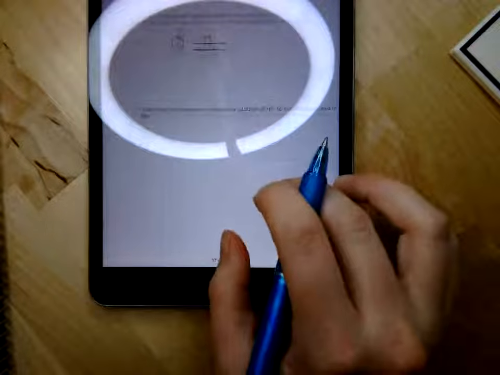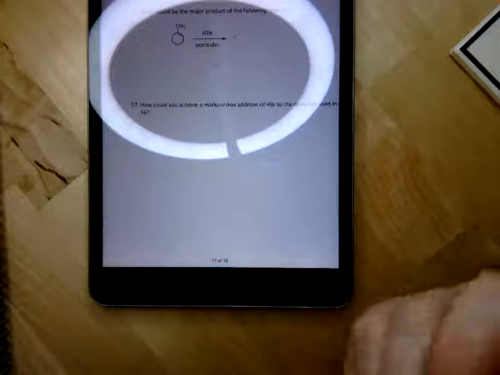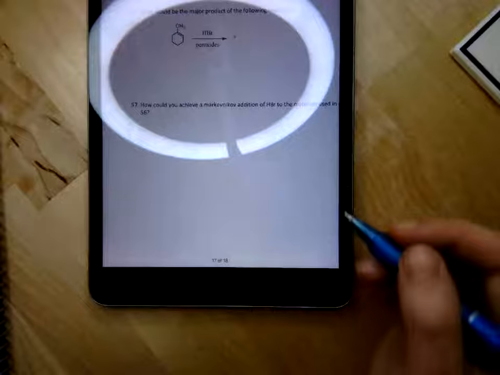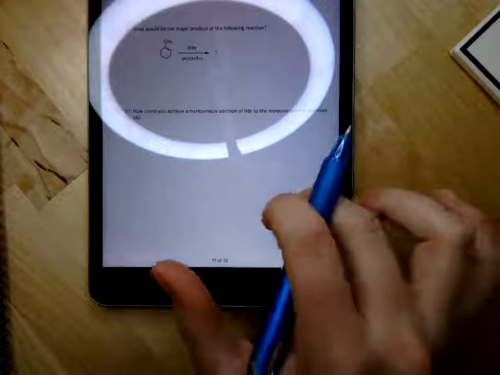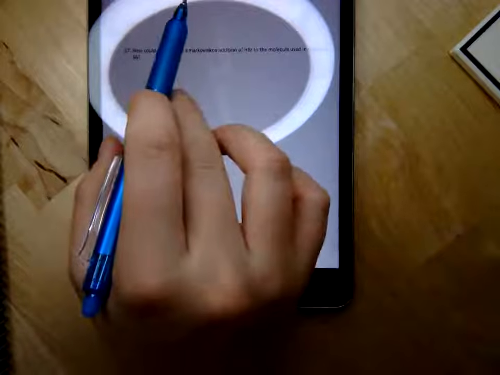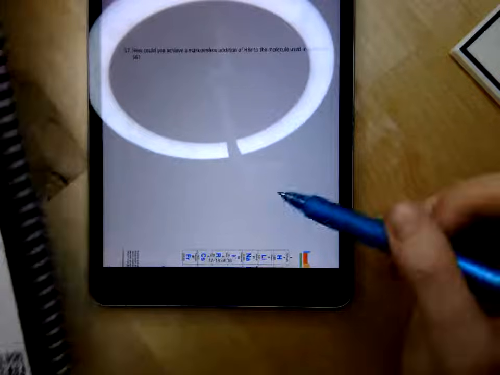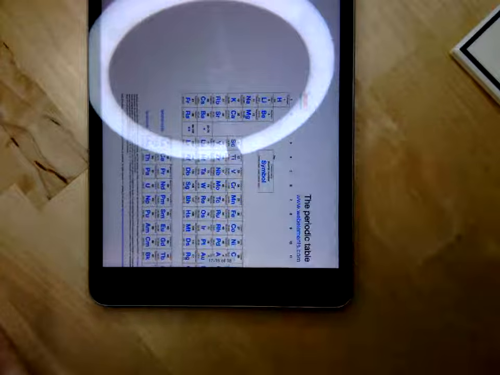And I believe that answers the next question as well. The stereochemistry on this is that it would give you a racemic mixture because it's a radical reaction. And radicals can attack from either side. Okay, so for 56, the answer was the anti-Markovnikov one. And for 57, you could achieve this by doing HBr not in the presence of peroxides. And that's it. We did it.